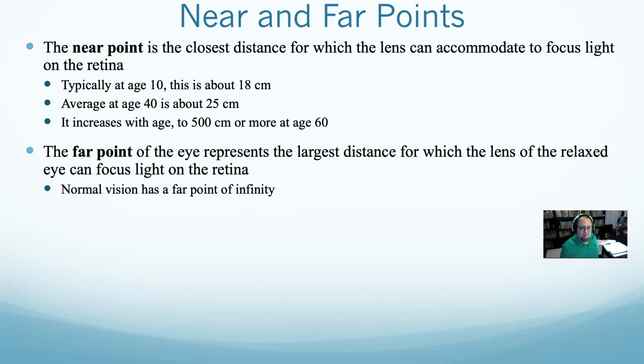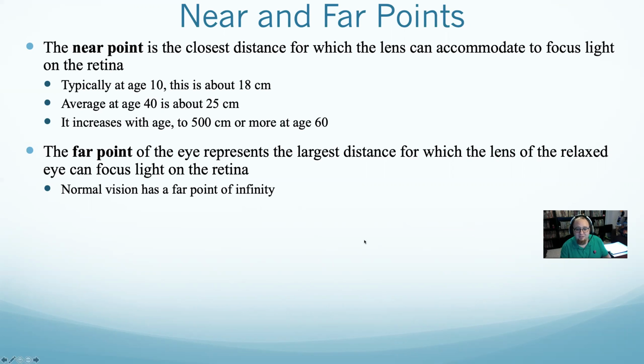The far point is the furthest something can be and that you can still focus it. In normal vision, the far point is actually infinity. The only reason you can't see something super far is because of the Rayleigh criterion: you just stop being able to resolve it. But you still theoretically should be able to focus it, if it wasn't for the size of the aperture of your eye.